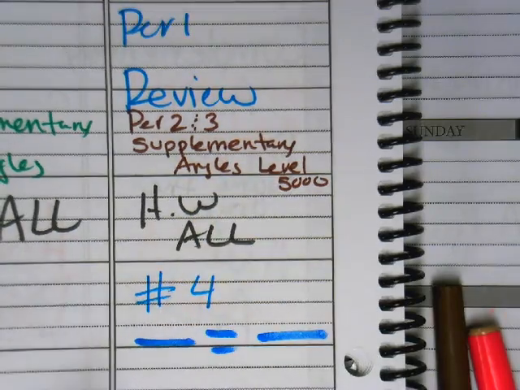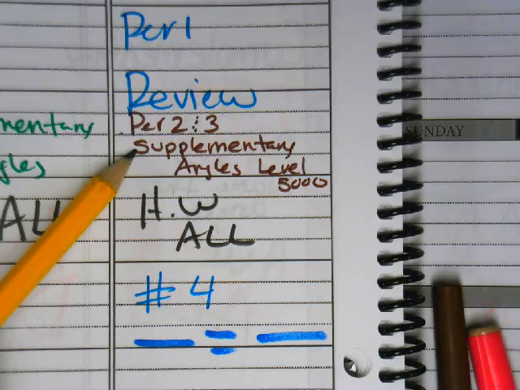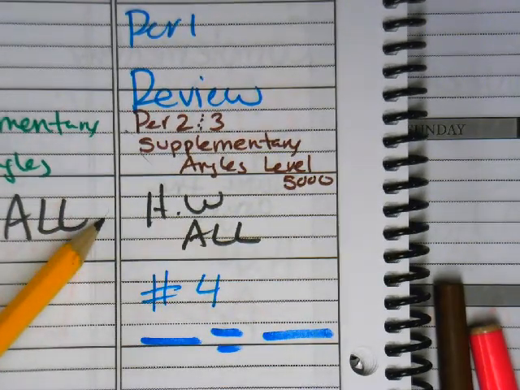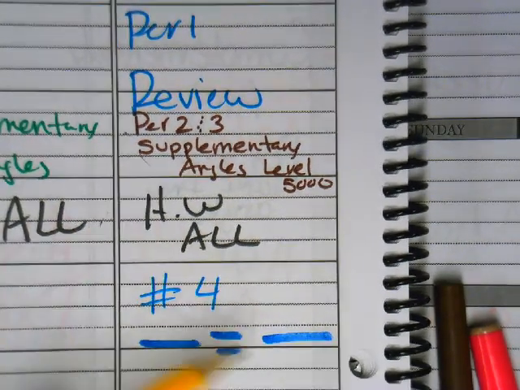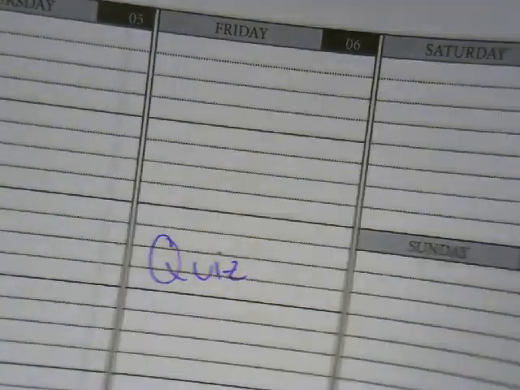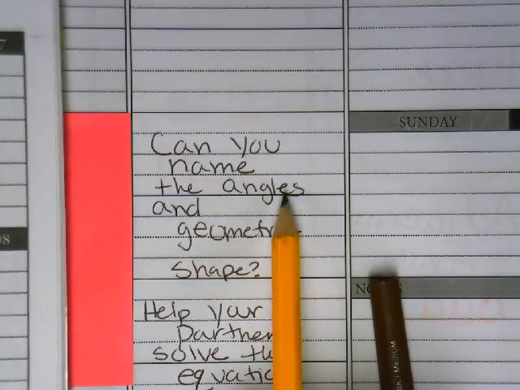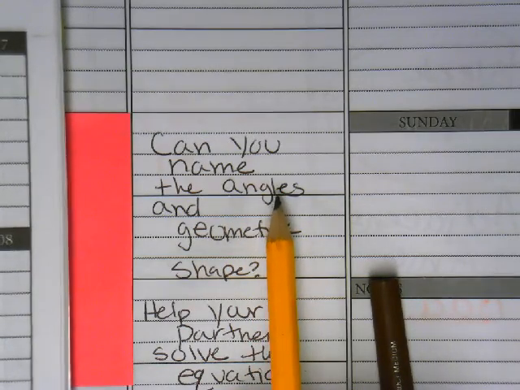Wednesday, period 2-3, we're going to do supplementary angles level 5000. Your homework is going to be all quiz on Friday. What's going to be on your quiz? Can you name the angles? Acute, obtuse, right, straight.